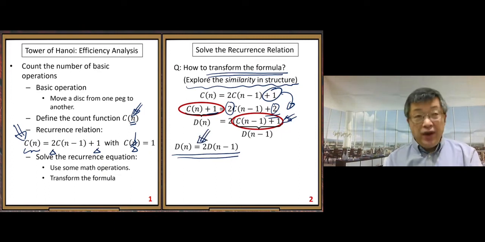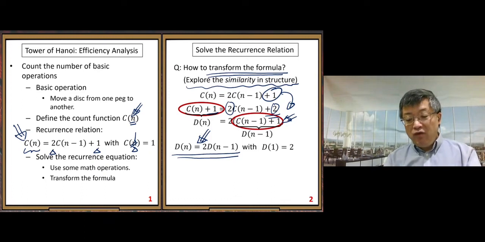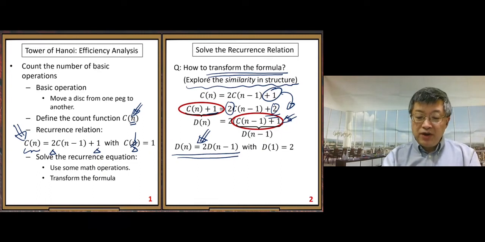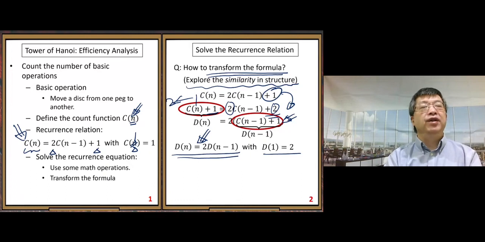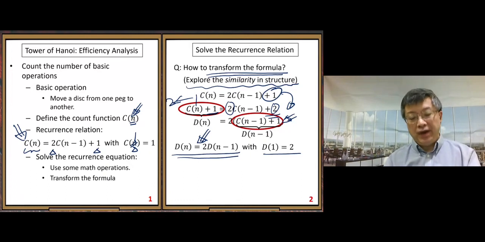Okay, but we need a base condition. D of 1 equals 2. Because D of 1, based on the definition, you plug in 1 here, 1 plus 1, you get 2. So D of 1 is 2. That's the initial condition. Now we are ready to solve the new recurrence relation.